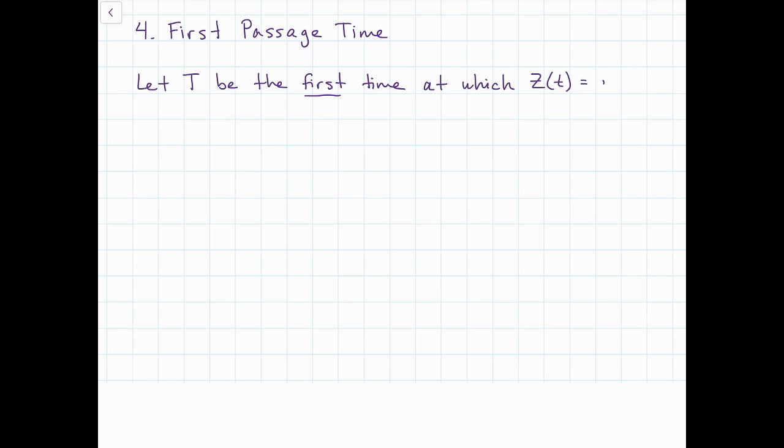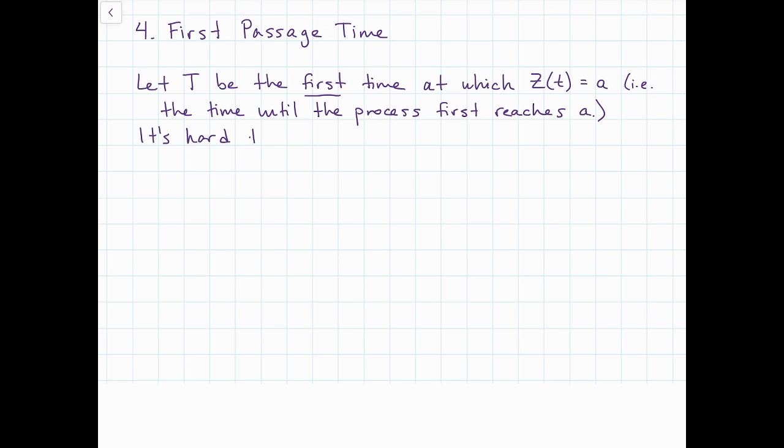All right, next property is about the first passage times of this process. So we're going to define capital T to be the first time at which z of t equals a value of a. In other words, it's the time it takes for the process to get up to the value of a for the first time. And it's pretty tricky to find the probability distribution of T directly, so what we're going to do is use a conditioning argument, looking back at chapter 3.